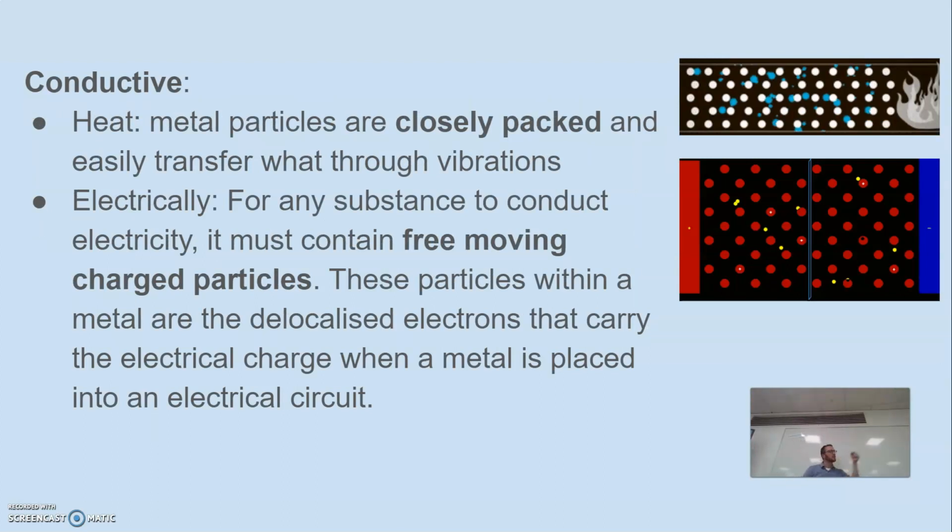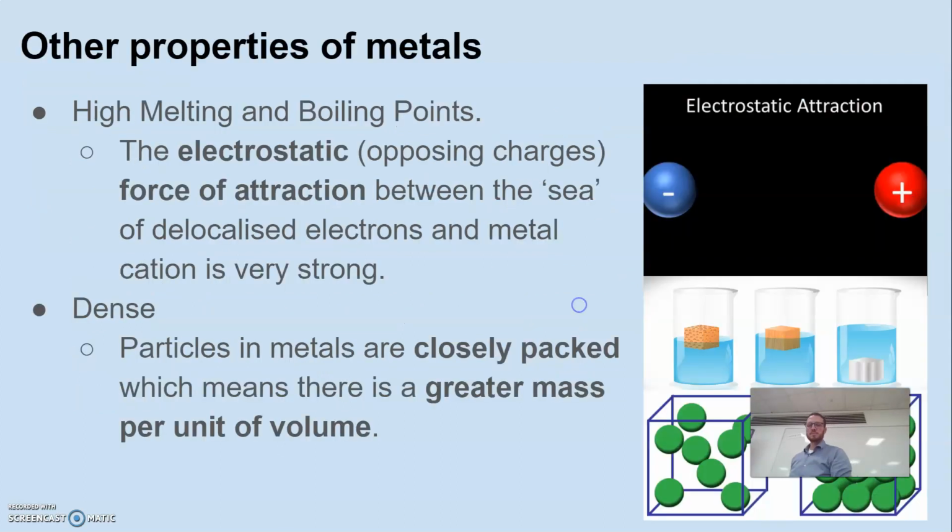Conductivity: heat links partly with the density, and those particles are really close together, so the energy is transferred through conduction. In order for a substance to conduct heat, it must have particles present. So we can't have conduction in air because the particles are too far apart. In metals, they're close together, so the heat energy is transferred through the vibrating particles. Metals are electrically conductive because they have those free-moving electrons that can carry the charge through a substance.